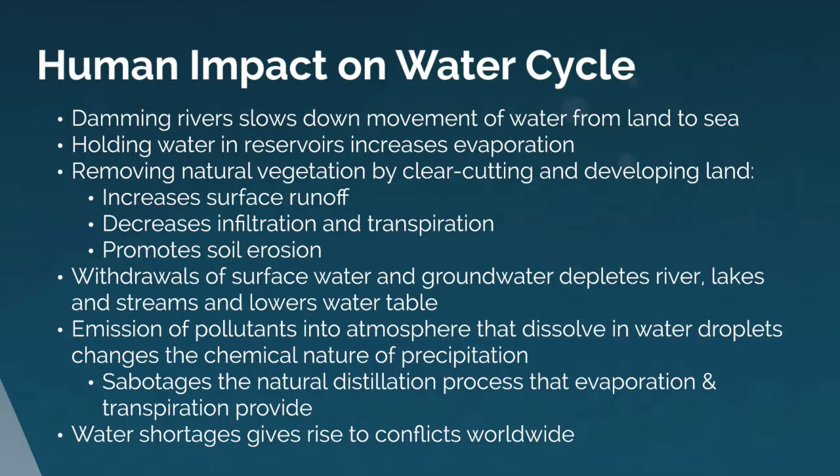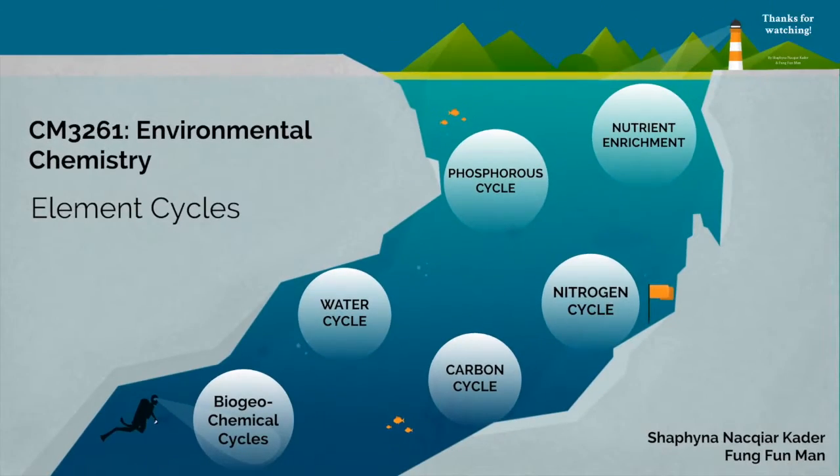Withdrawals of surface water and groundwater for agriculture, industry, and domestic use deplete rivers, lakes, and streams, and lower water tables. The emission of pollutants into the atmosphere that dissolve in water droplets changes the chemical nature of precipitation, therefore sabotaging the natural distillation process that evaporation and transpiration provide. Water shortages have also given rise to conflicts worldwide. And that brings us to the end of the water cycle.